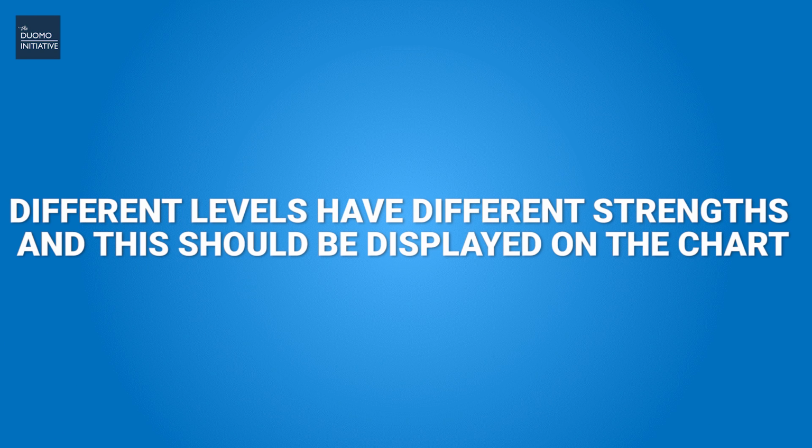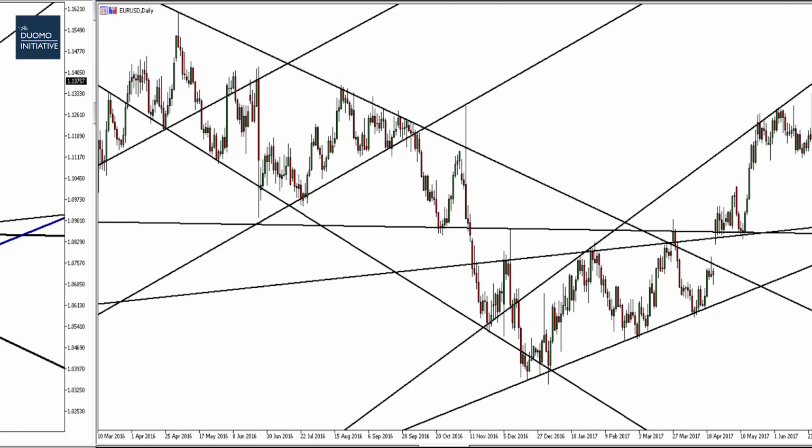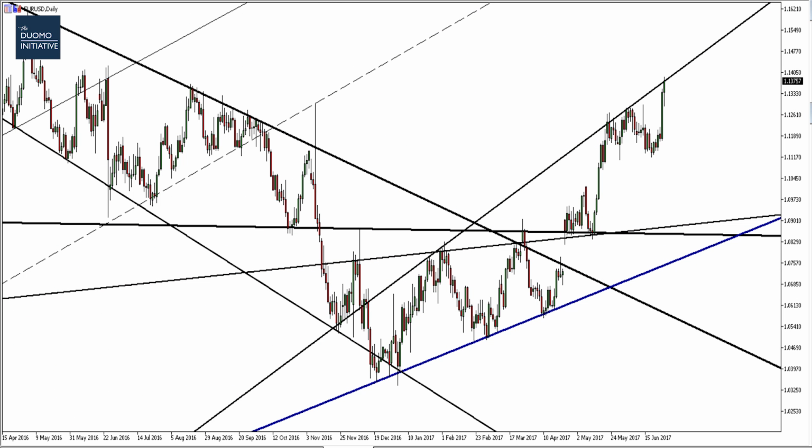Number 4, different levels have different strengths and this should be displayed on the chart. Let's go back to that first chart I showed you. You can see here that all the levels are drawn exactly the same way. However, in our analysis, we will want lines to appear differently. Thicker lines should be given to stronger levels and thinner lines to weaker levels. Dotted lines can be given to unconfirmed ones and solid lines to confirmed ones.